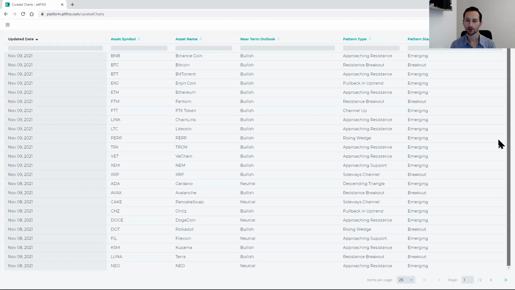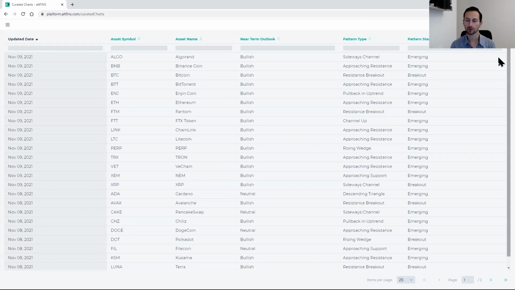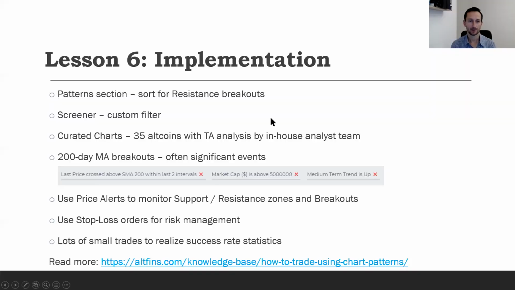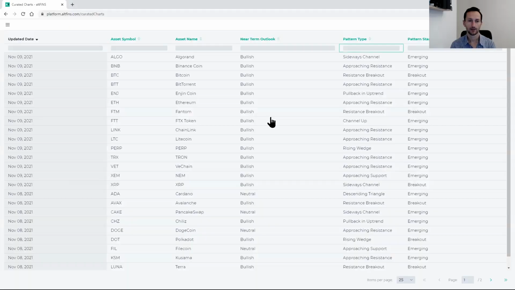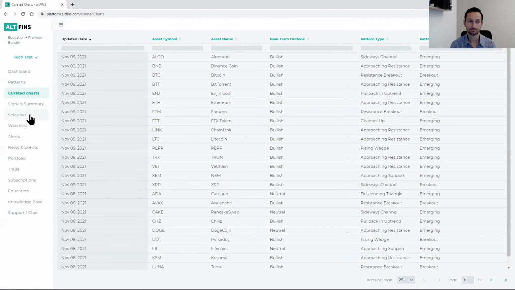So again, great tool to help you learn and frankly trade. So that's the third way of finding these in our platform. And then the last one is just visually identifying the charts yourself.